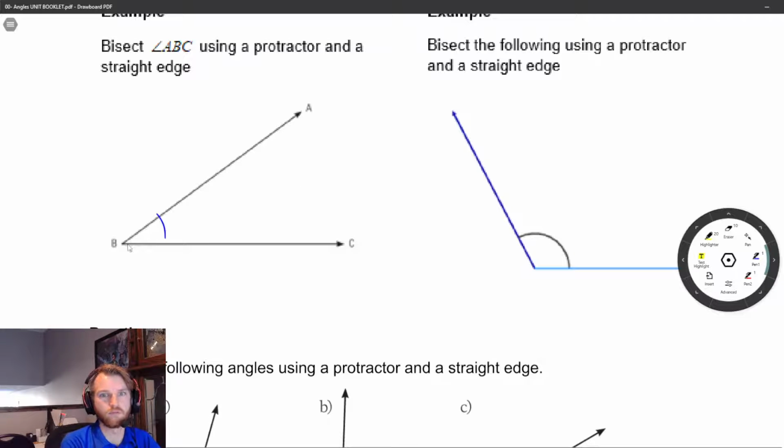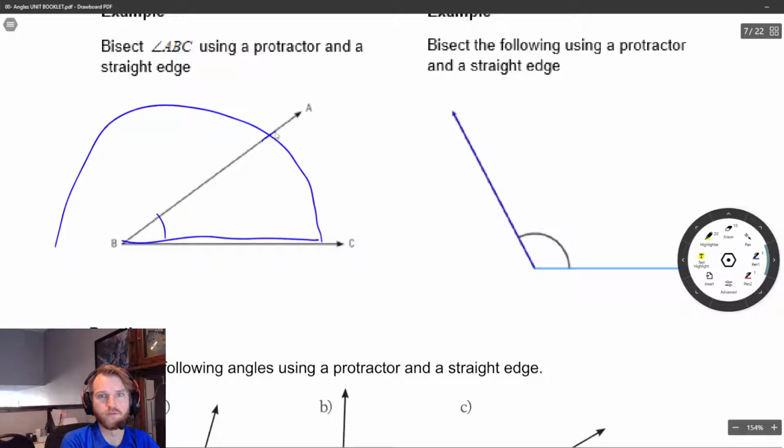So you're going to use your protractor to measure what this angle is. Let's say, for example, that this one was 40 degrees. We need to bisect it. That means splitting it in half. So you say, what's half of 40? If your numbers aren't as round, you can use your calculator as needed. So you just say 40 divided by 2, which is going to give you 20 degrees.